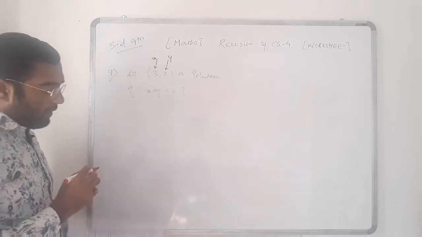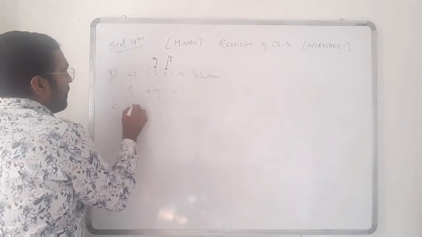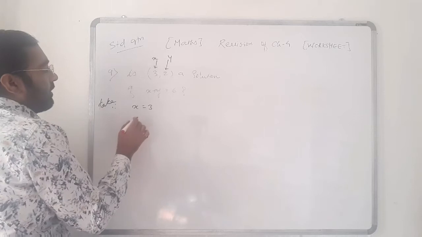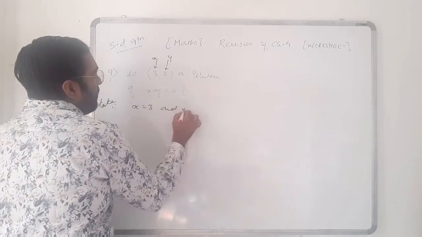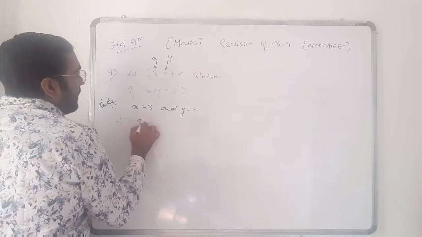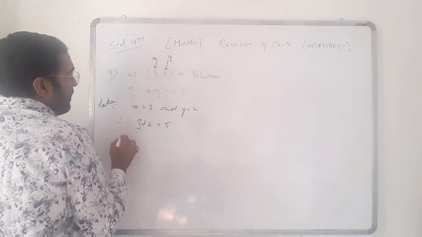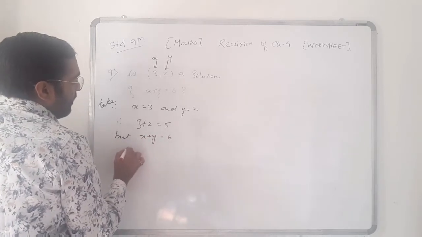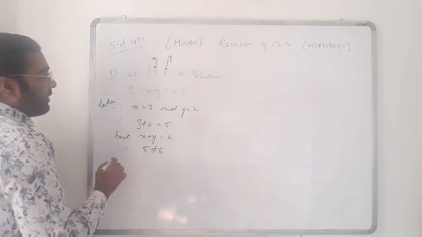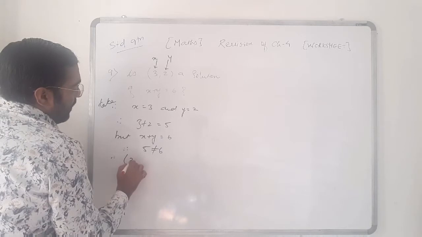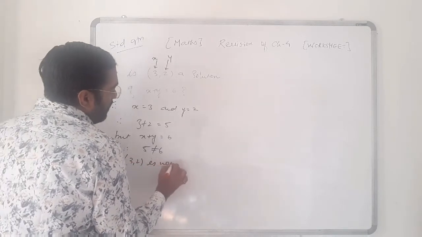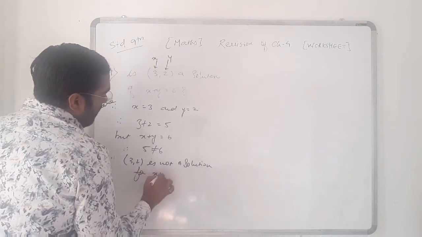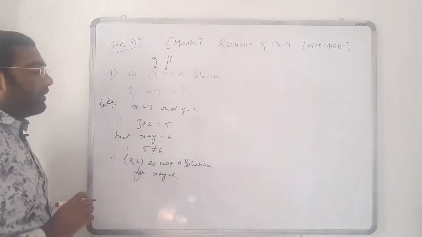Okay, so therefore x equal to 3 and y equal to 2, so 3 plus 2 is equal to 5, but x plus y is equal to 6. So 5 is not equal to 6, therefore 3 comma 2 is not a solution for x plus y equal to 6. Clear that?